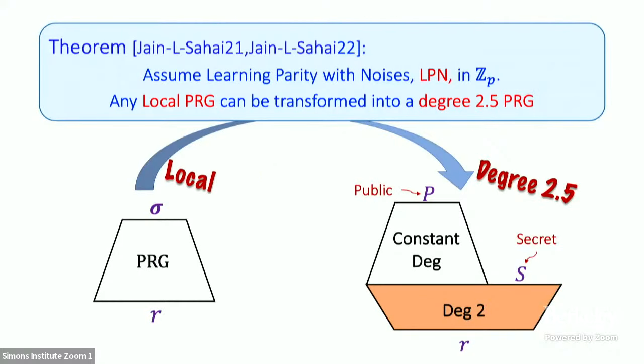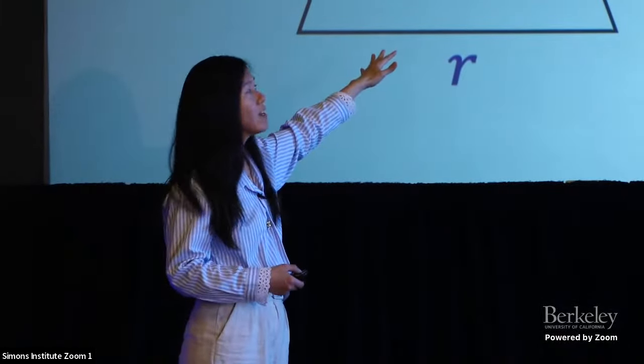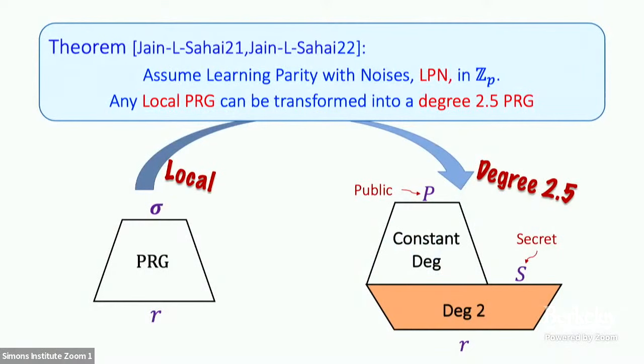The final piece of the puzzle is whether I can have those kinds of degree 2.5 PRGs. And this is answered affirmatively in two recent works, where we showed that there's actually a way to generically transform a local PRG, which we do have, into a degree 2.5 PRG, using this last assumption, which is learning parity with noise in finite fields. Okay.